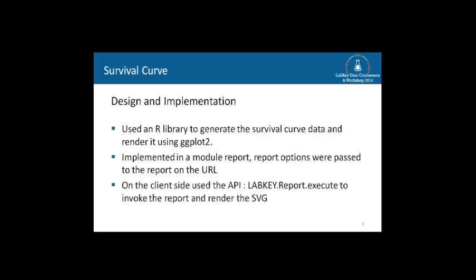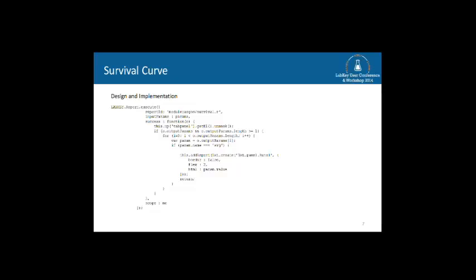So what we get from the LabKey report API is SVG, so we could either get SVG or PNG and render it in the client. So here's a bit of JavaScript code. Client-side implementation. I've sort of snipped out parts of this to make it a little more readable.